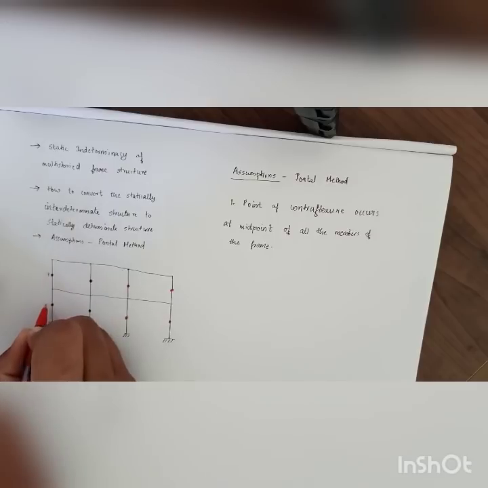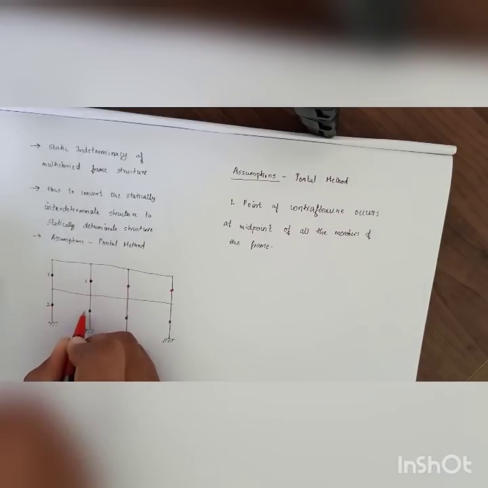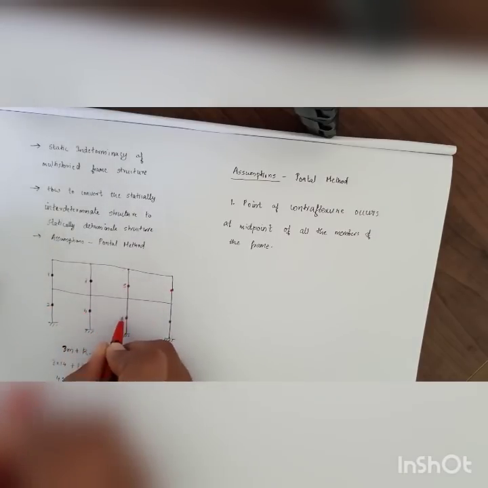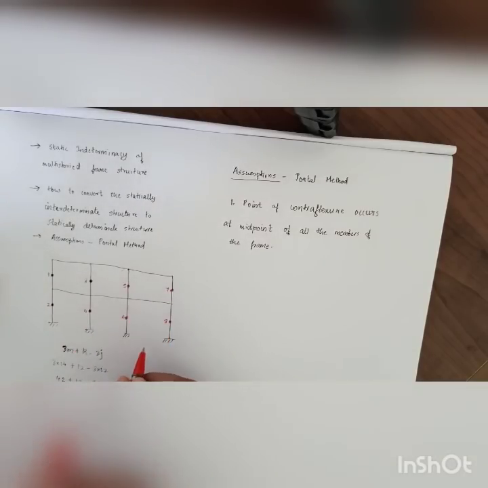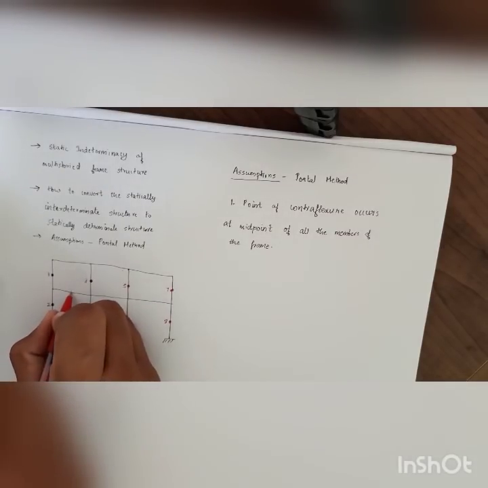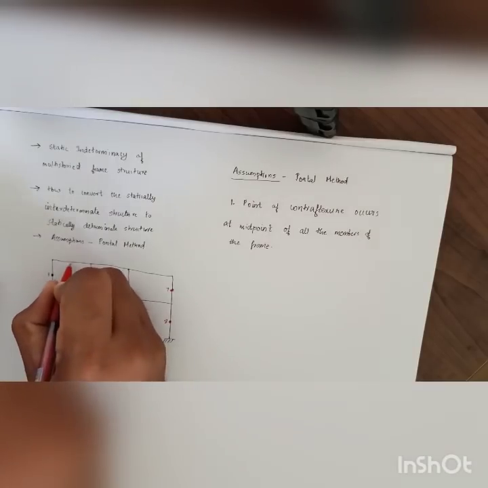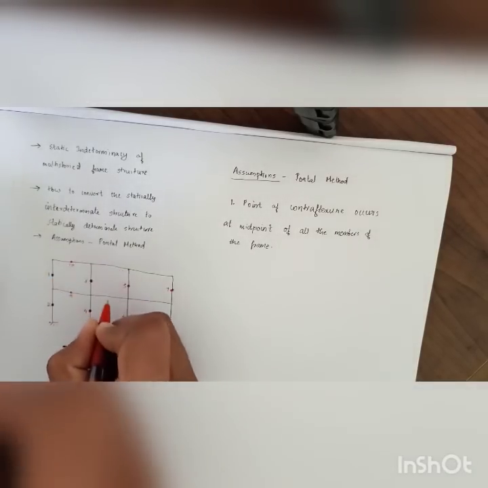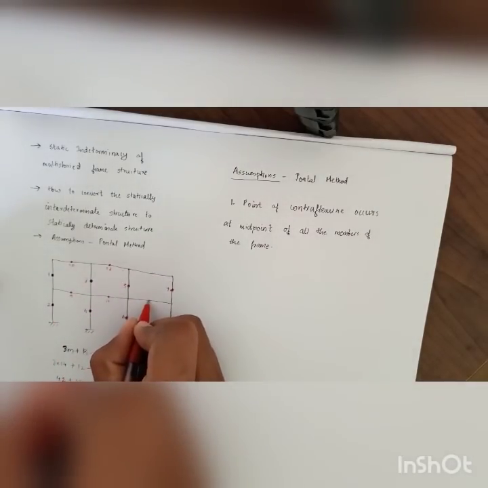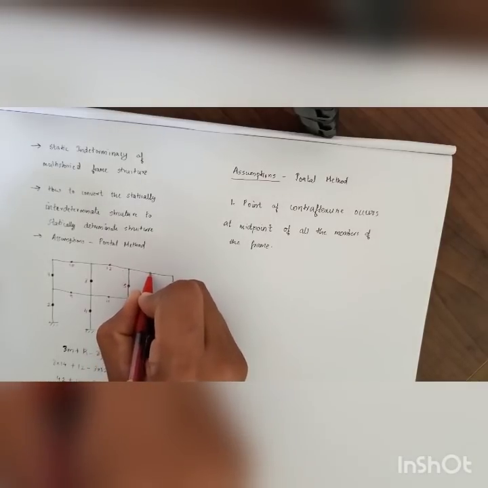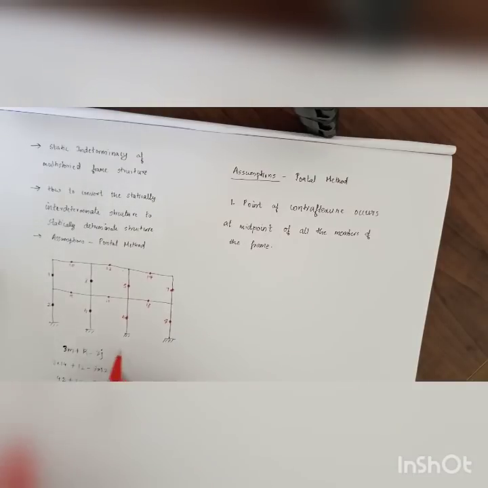1, 2, 3, 4, 5, 6, 7, 8. So we have 8 columns, so I have 8 points. Now I am going to have beams 9, 10, 11, 12, 13 and 14. You see, so I have 14 equations I can write.